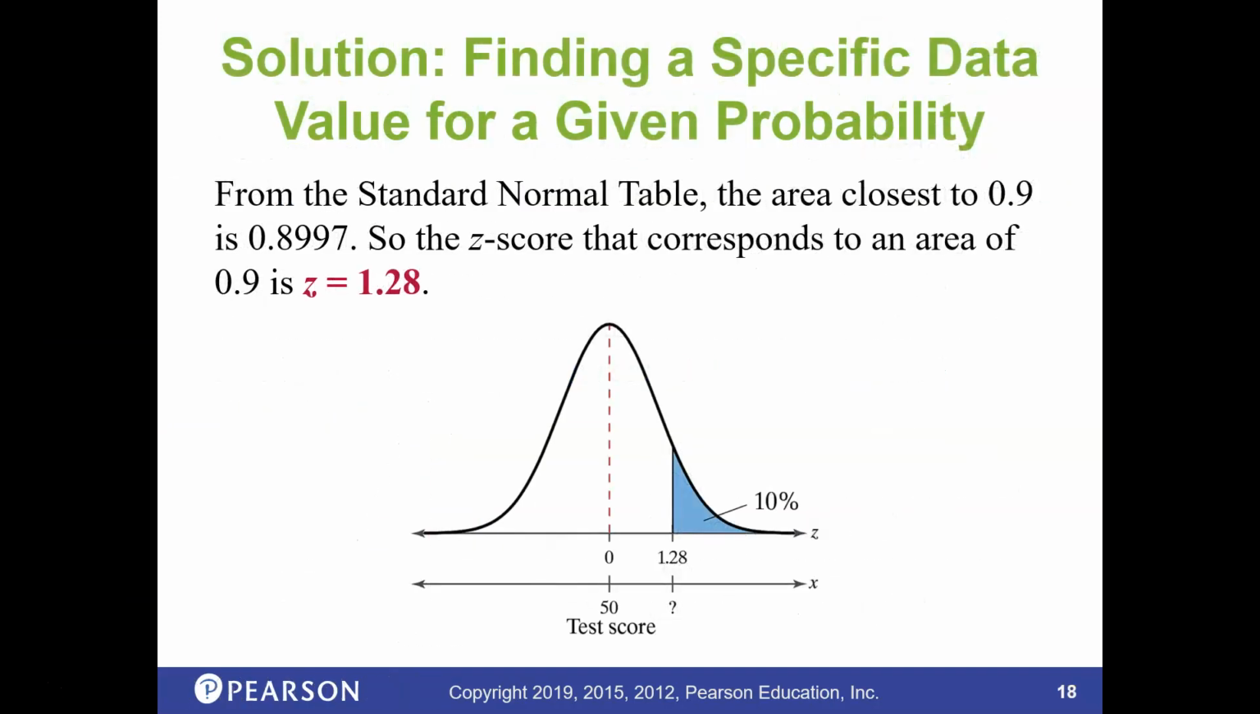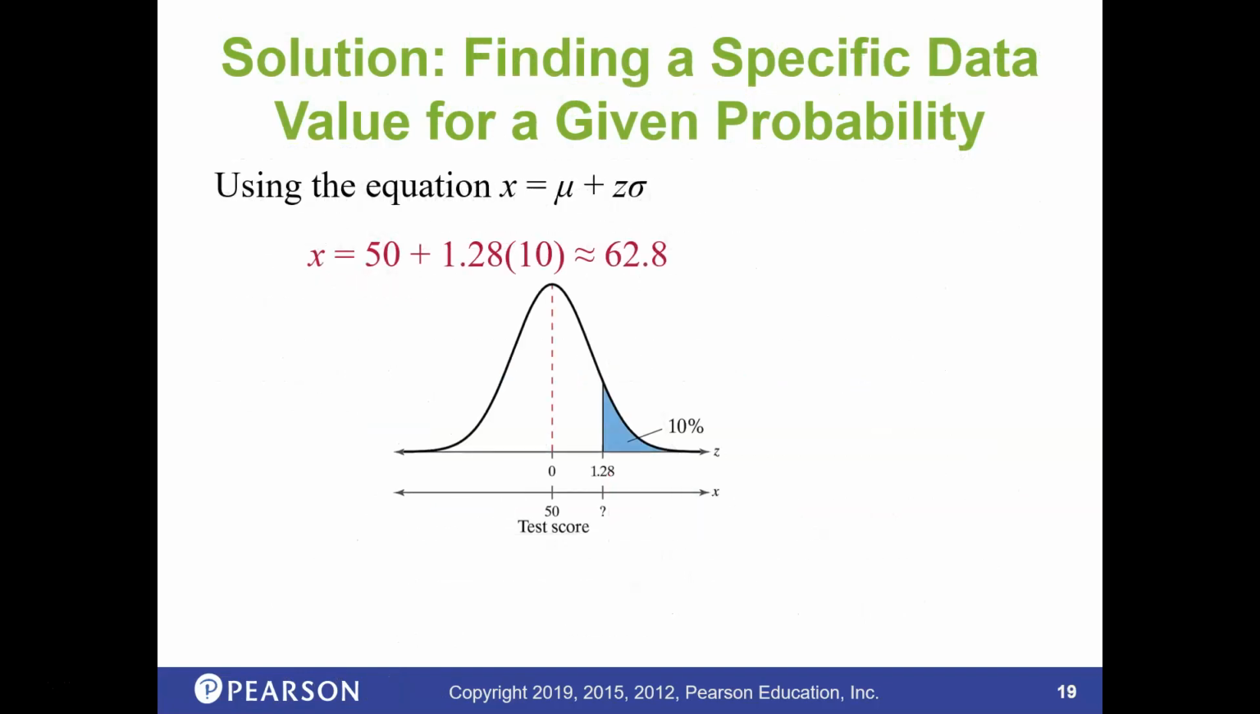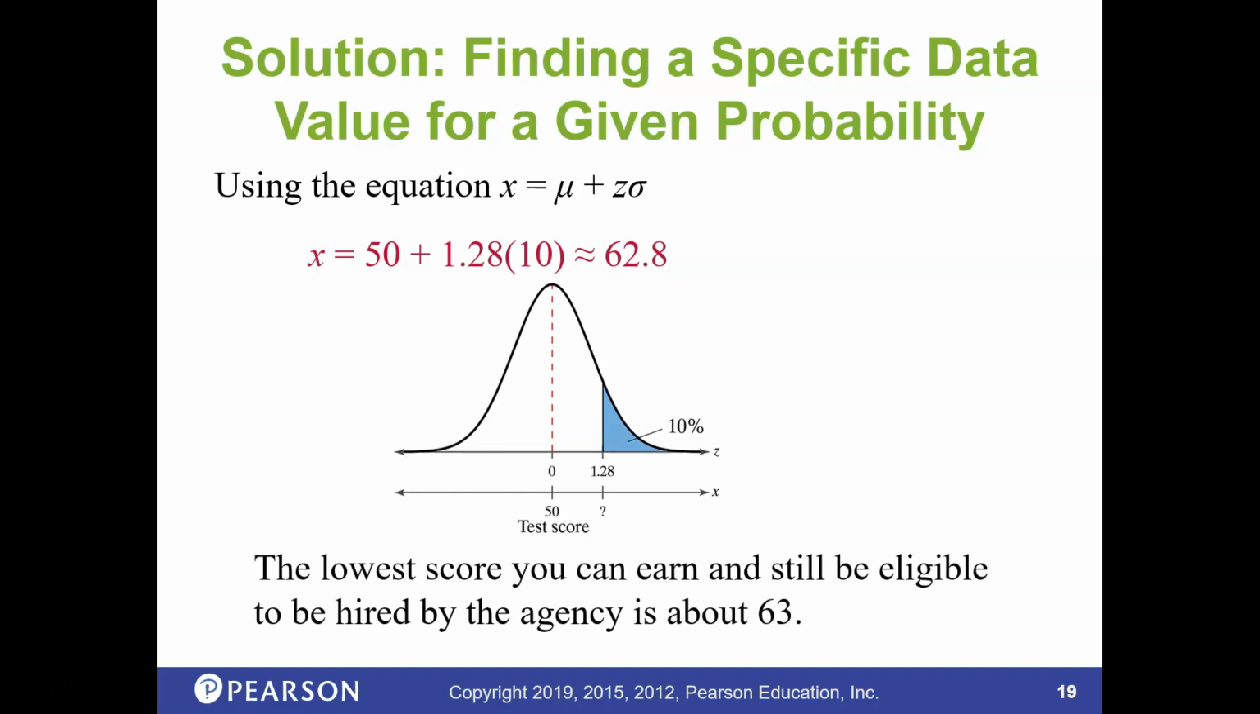They're going to go look up 0.9, find it, and they find a z-score of 1.28. But now they have to turn that z-score back into a raw score, and they get 62.8. I think it's a lot faster just to use that inverse norm feature.